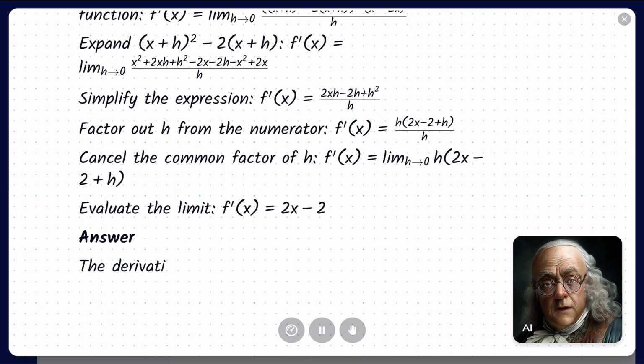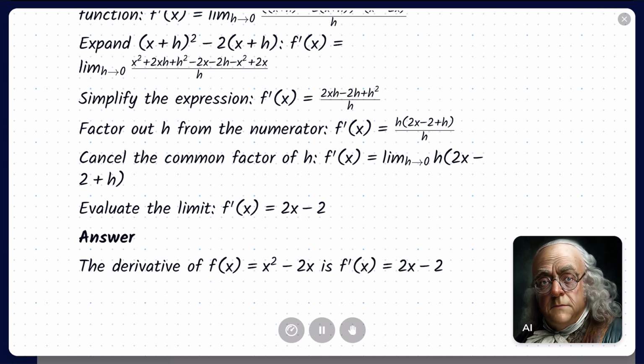The derivative of the function f(x) = x² - 2x is f'(x) = 2x - 2. Great job, everyone! We've successfully navigated through the concept of derivatives and applied it to a practical example.